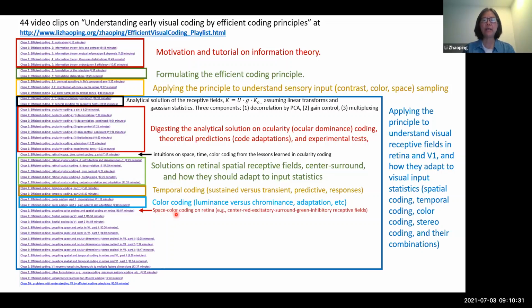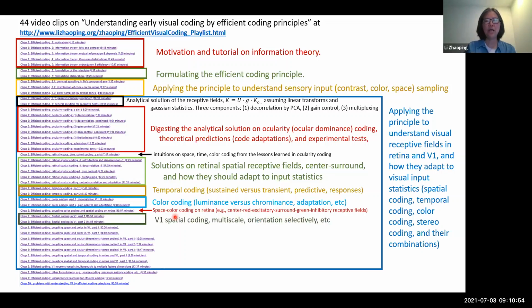Okay, and then we can say, okay, you separate space, time, and color. Can we combine them together? Let's have an example of combining space and color. So for instance, in the retina, you will have a receptive field that's not only tuned, it's a center surround receptive field. They could have center red and surround green, so center excitatory red and surround inhibitory green. How does that come about?